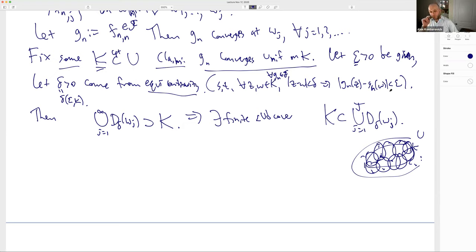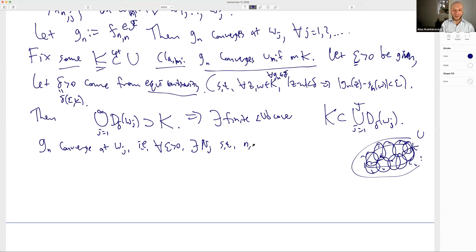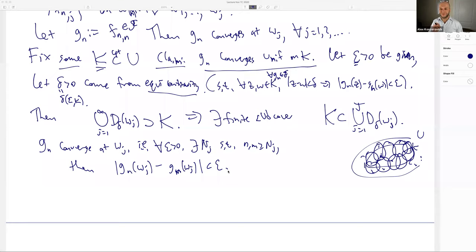Now, we have convergence at every Wj, the Gn converge at Wj. What does that mean? For all epsilon, including this epsilon, there exists an Nj, depending on Wj, such that if n and m are bigger than Nj, then |Gn(Wj) minus Gm(Wj)| is at most epsilon. That's exactly what it means that the Gn's converge at Wj. But now we only have finitely many Wj's to worry about.